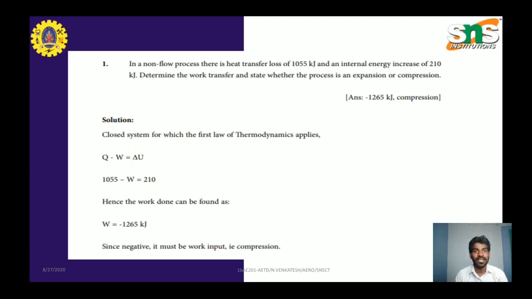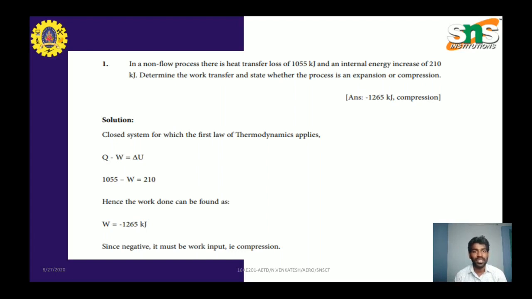Here is the solution. In a closed system, the first law of thermodynamics applies. What is meant by a closed system? It means the flow properties will be confined in that system only. So from the first law of thermodynamics, Q minus W is equal to del U. Here Q is the heat transfer, W is the work done, and del U is the change in internal energy. From the given data, the Q value is 1055 kilojoule and del U, the change in internal energy, is 210 kilojoule. So we find the work done from this equation.